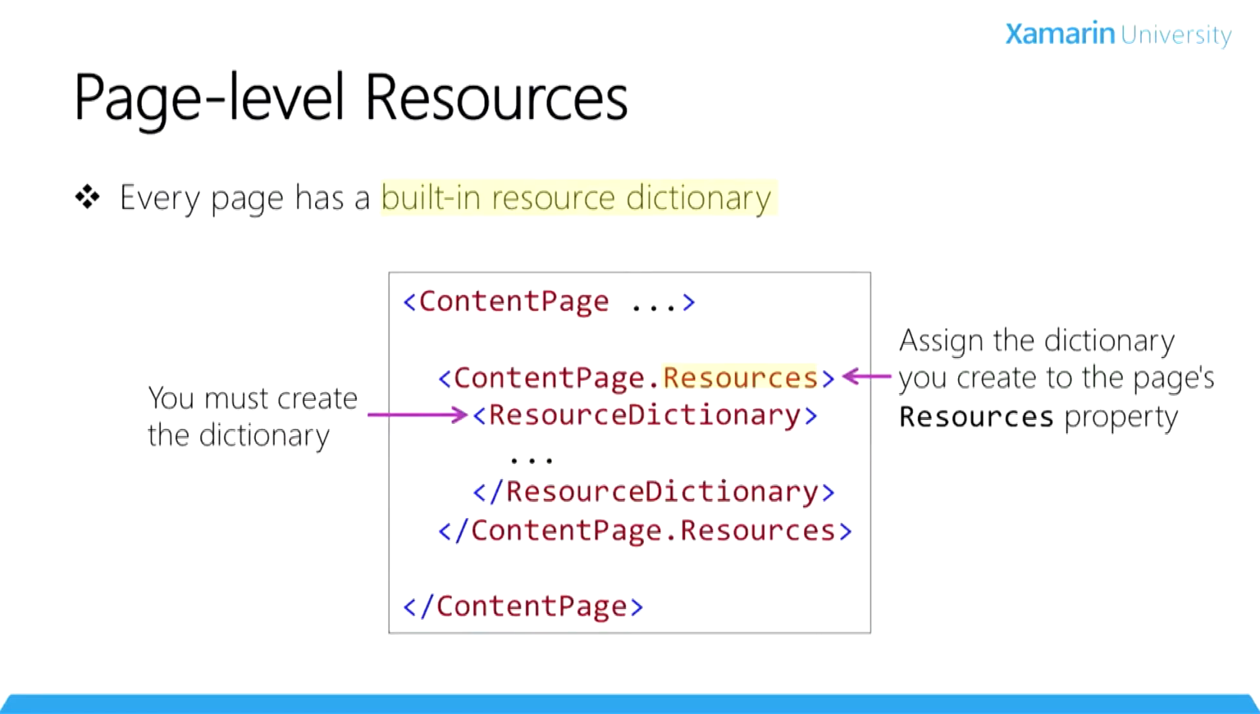Resources on a page are so common that each page has a built-in dictionary, and it's primarily used for XAML. However, there are a few cases we'll see later where you need to access it from code. The page's resource property will be null by default, so you do need to create a resource dictionary object. We can do this by using a bit of XAML that you can see here on the slide.